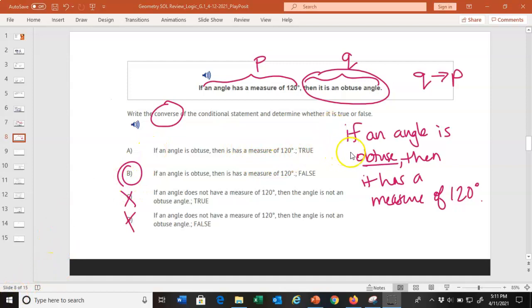All right, so if the hypothesis is true, then yeah, it could be 120 degrees, but it might not be. And actually, it wouldn't be 200 because an obtuse angle is bigger than 90 and less than 180, right? So it could be 91 degrees, 92, 121. It doesn't have to be 120.